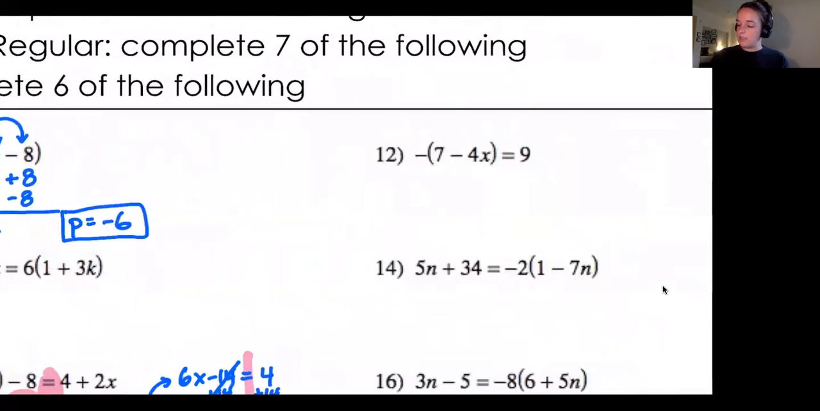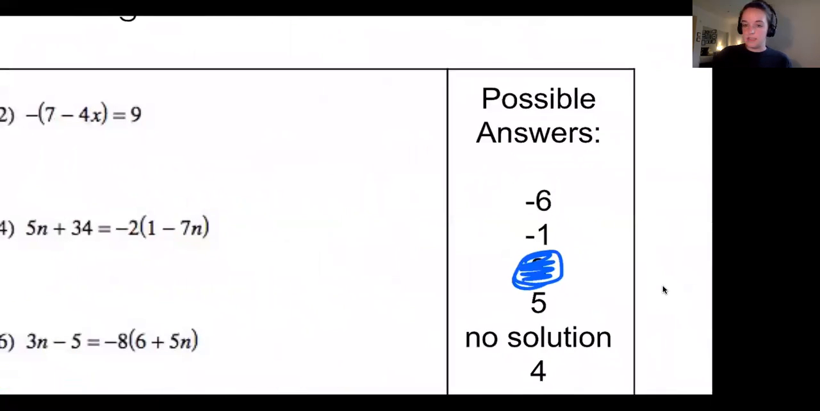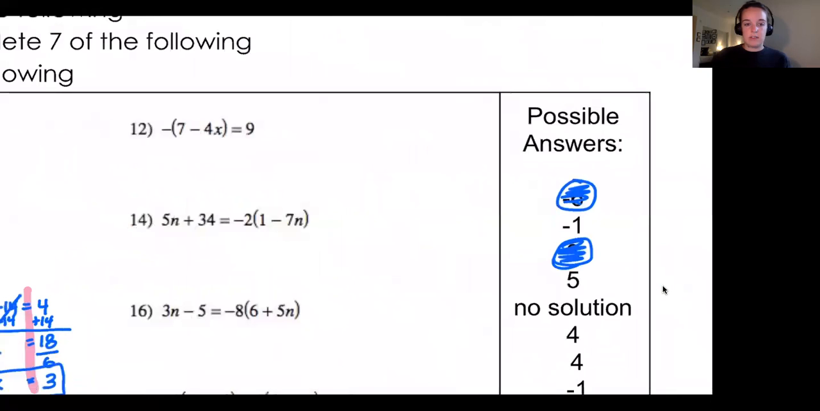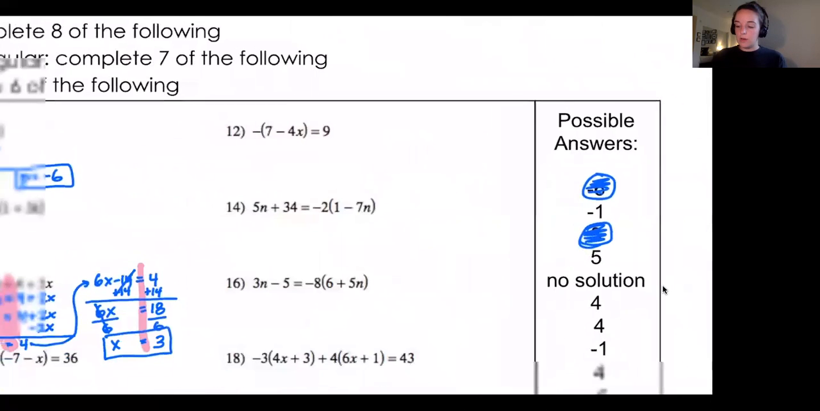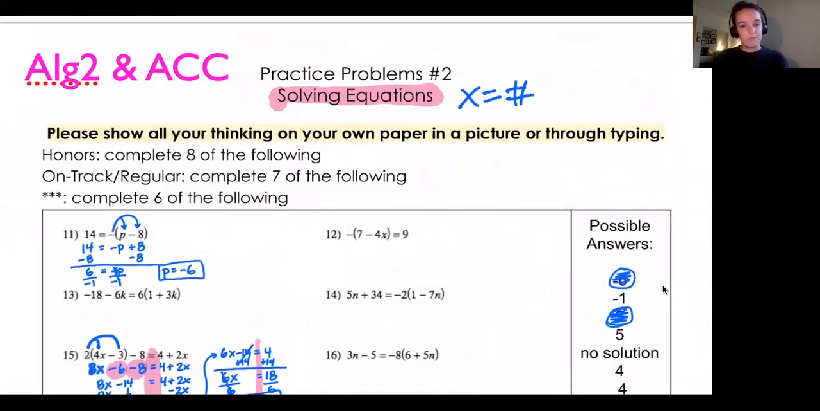Let me go ahead and check my answer key. I see a negative 6, so I'm going to cross it out. That would be how I would go about working on number 2.